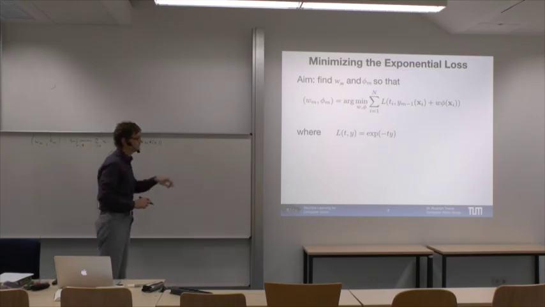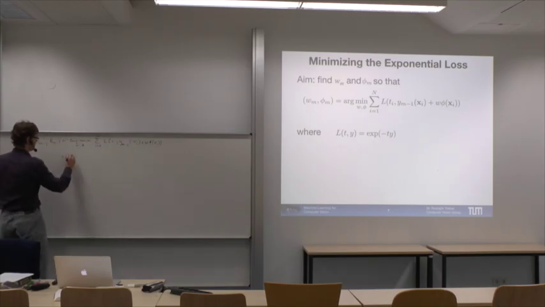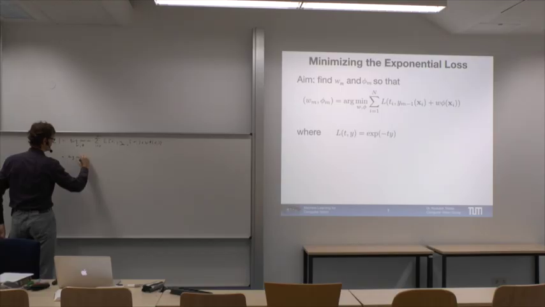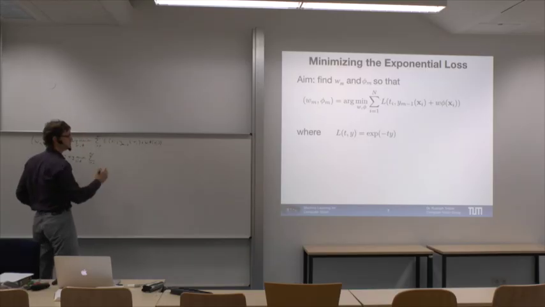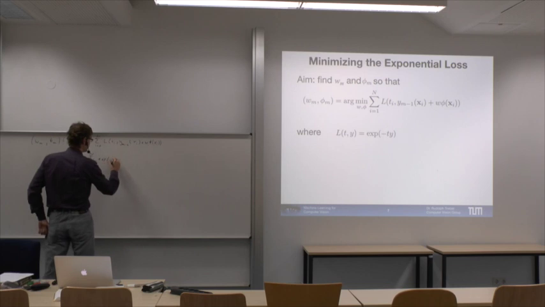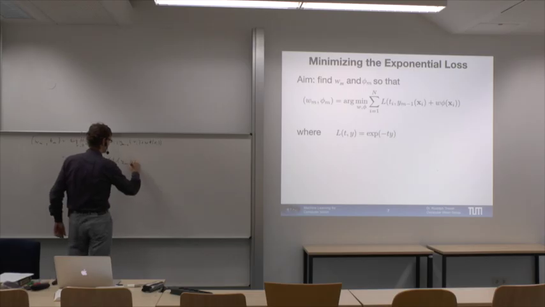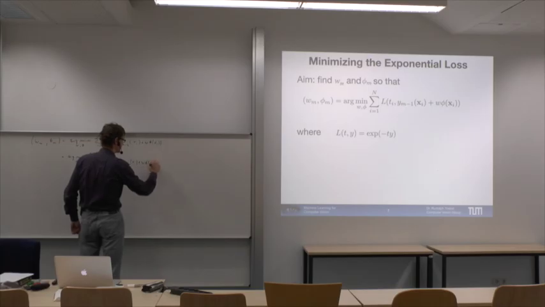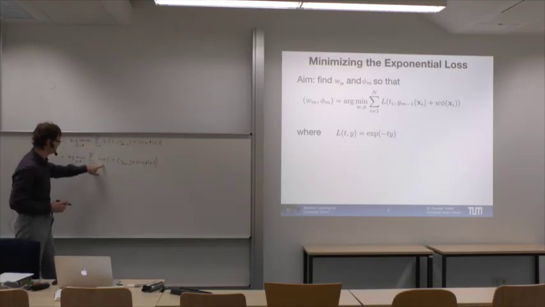Now what we can do is use our loss function. We plug in our loss function here, which is the same as argmin over w, phi, again our sum, and L is the same as the exponential of minus t times y. So this is the exponential of minus t_i times the sum y_(m-1)(x_i) plus w phi(x_i). So we just plug in our definition of the loss function.